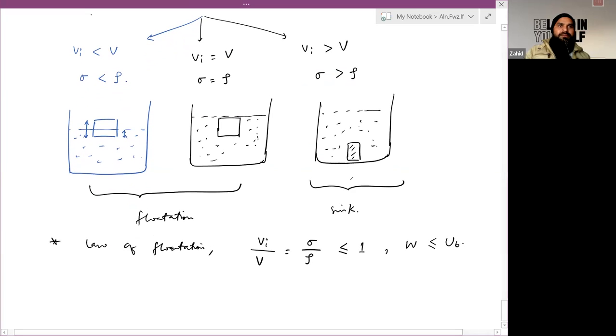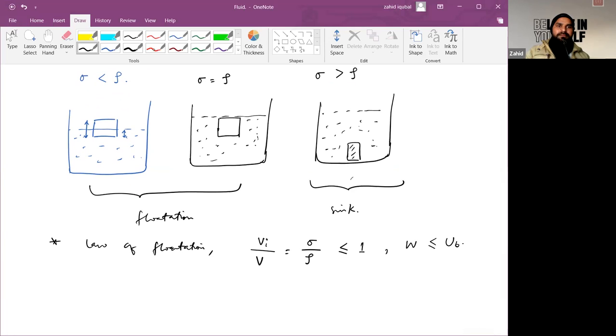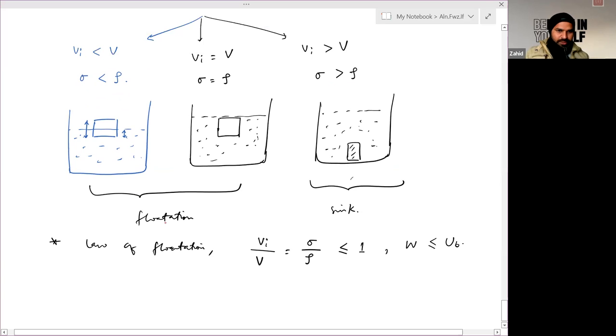Now there will be another term that is called apparent weight. In the case of flotation, buoyant force always equals the weight. So net weight experienced in the case of flotation will be 0. So apparent weight in case of flotation will be 0. In case of sinking, apparent weight equals the actual weight of the object minus the buoyant force.